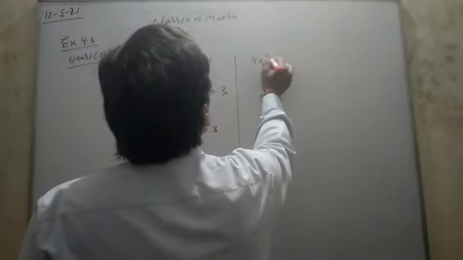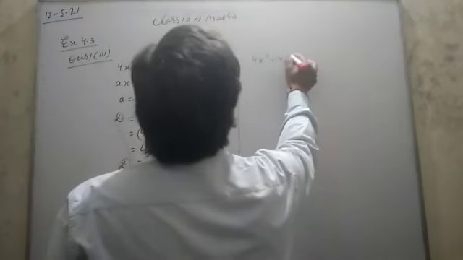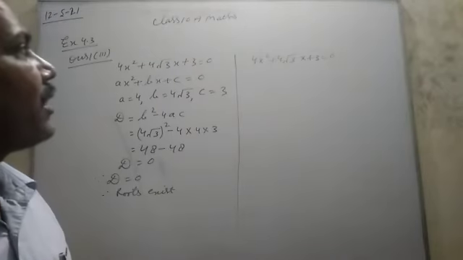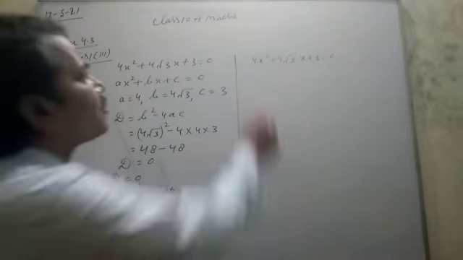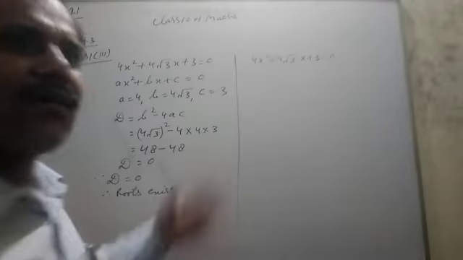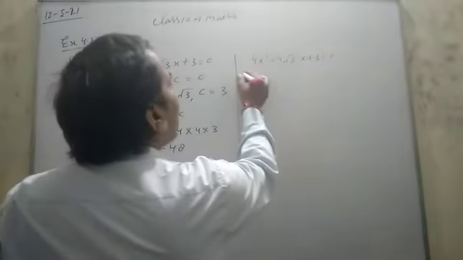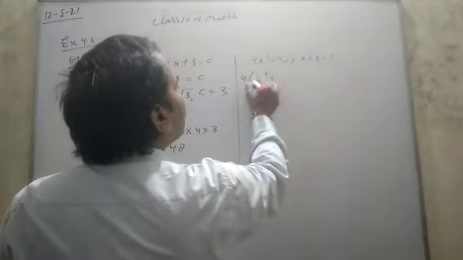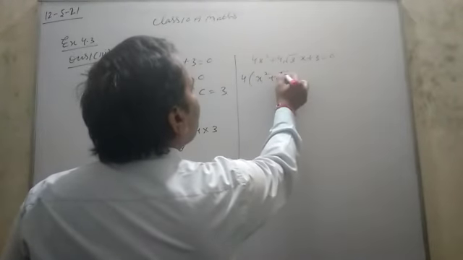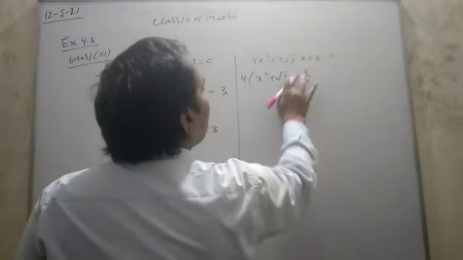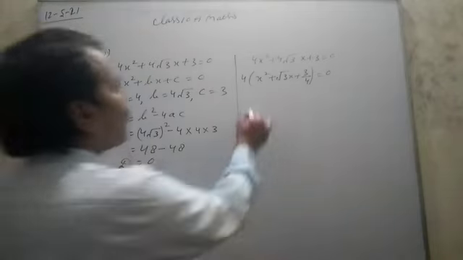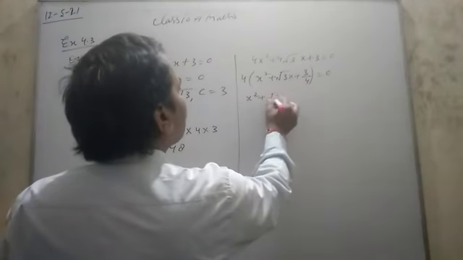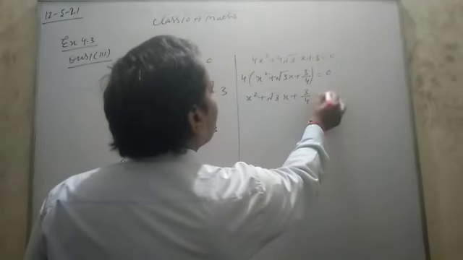So 4x square plus 4 under root 3 x plus 3 equal to 0. So here 4x square is the square of 2x. Okay. So here you can take common, or without taking common also you can do this. Okay. Or take common, no problem. So 4 take common, so x square plus under root 3 x plus 3 by 4 is equal to 0. Divide by 4.